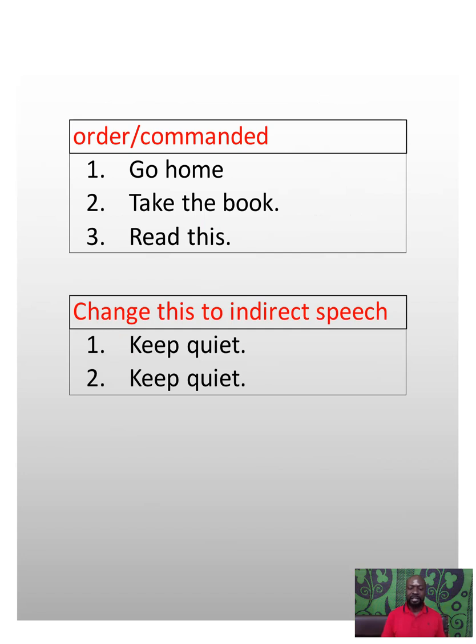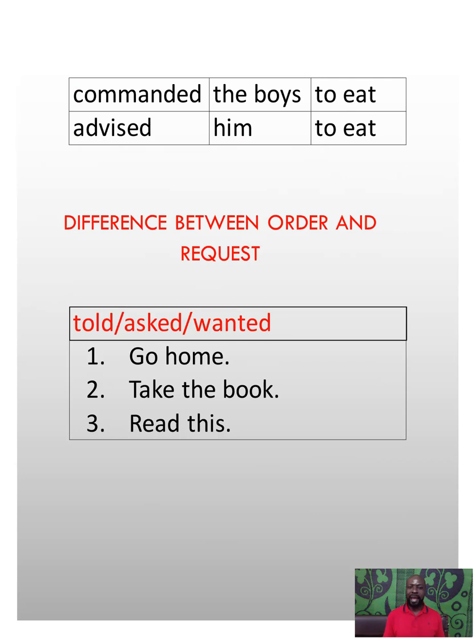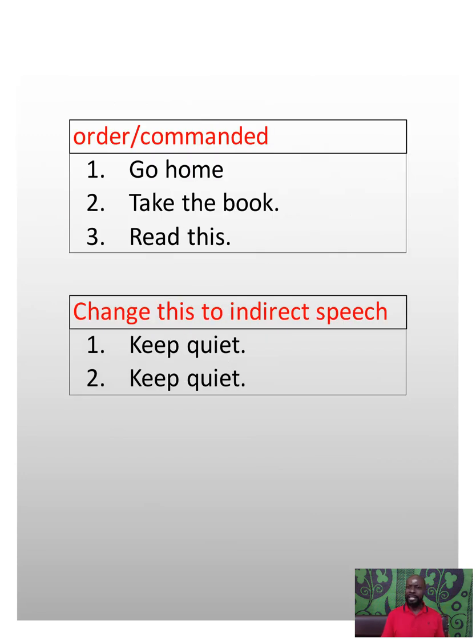But this, go home. I'm not commanding. I'm just telling you, go home. Take the book. Read this. I'm just telling you what to do. There is no emotion. You can use told, asked, wanted. But if I say, go home, you cannot say told me. That is a command. Take the book. Read this. Commanded, ordered. The difference is in the intonation, the rhythm and intonation.